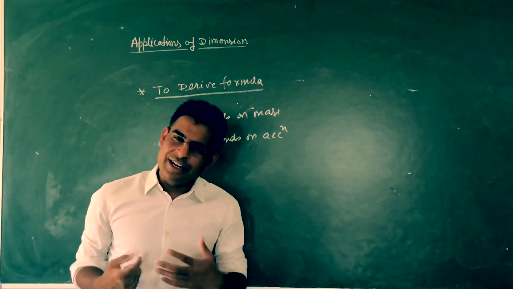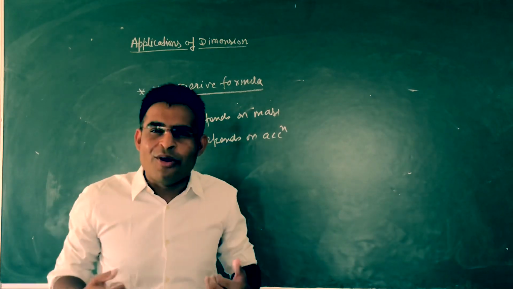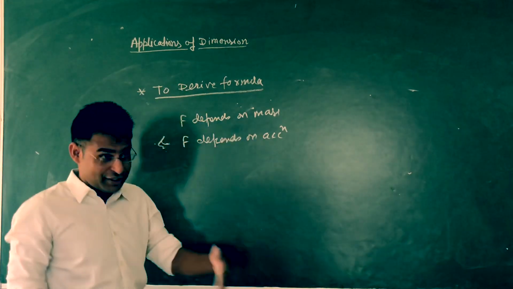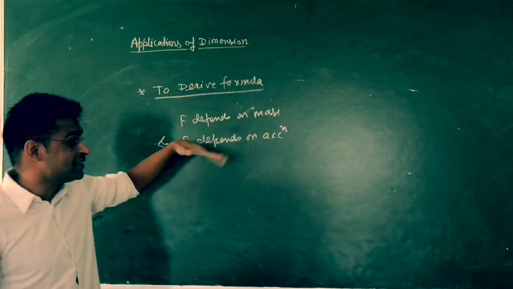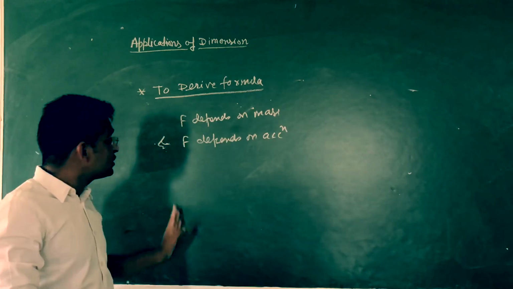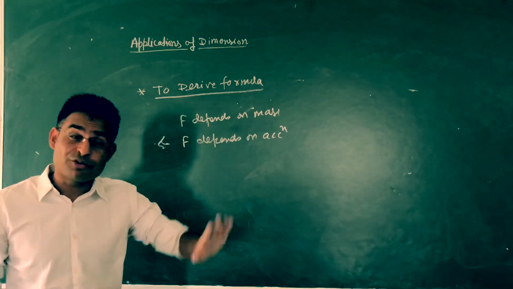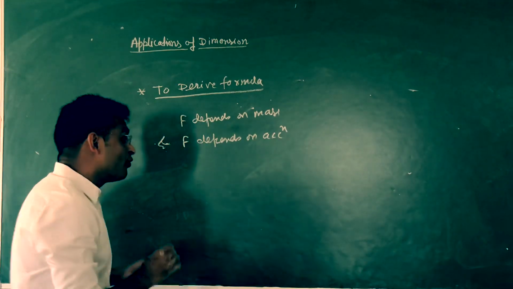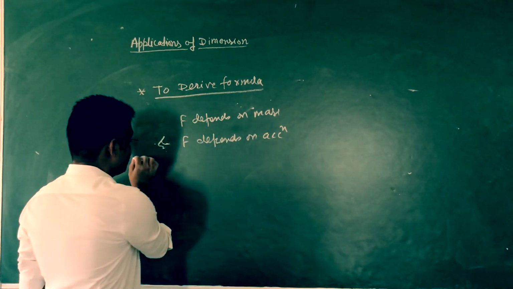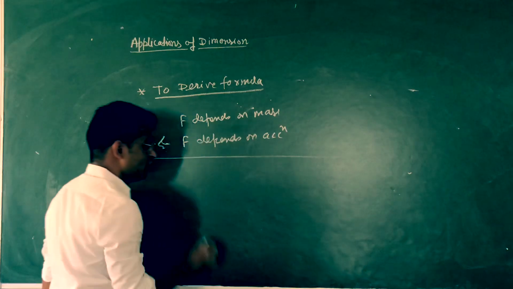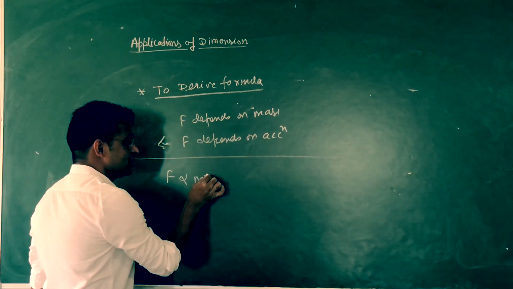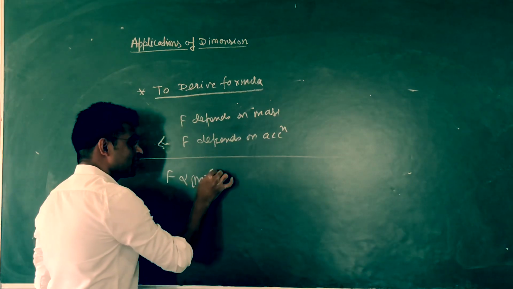Many people already know that formula, but let's say you don't, and using dimension you need to derive it. But these terms will be given. This is part of the question, it's not part of the answer. Force depends on mass, force depends on acceleration. Now they are asking what the relation between force, mass and acceleration will be. Force depends on mass, so you write force is equal to m to the power alpha.